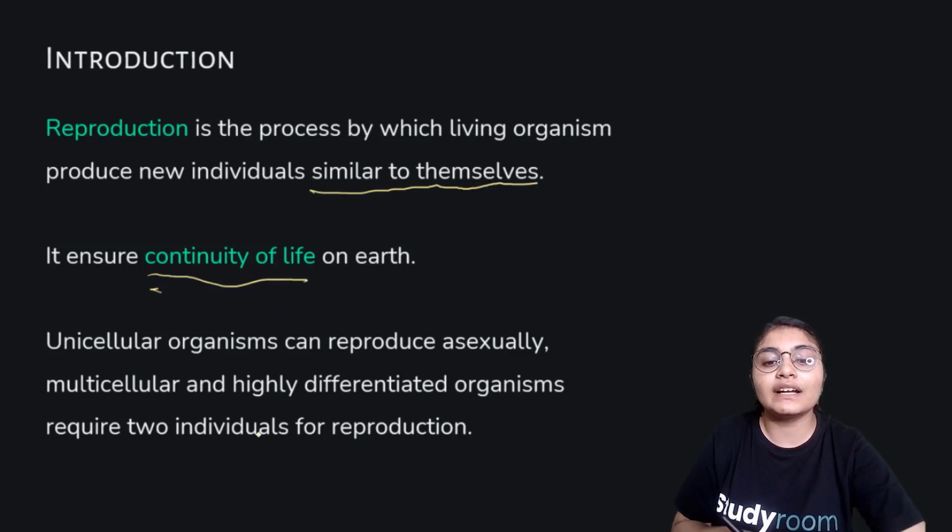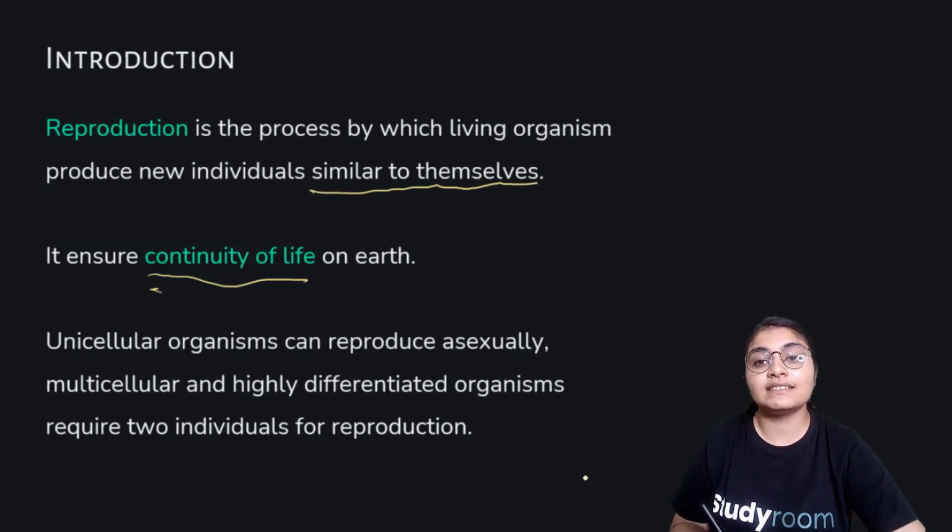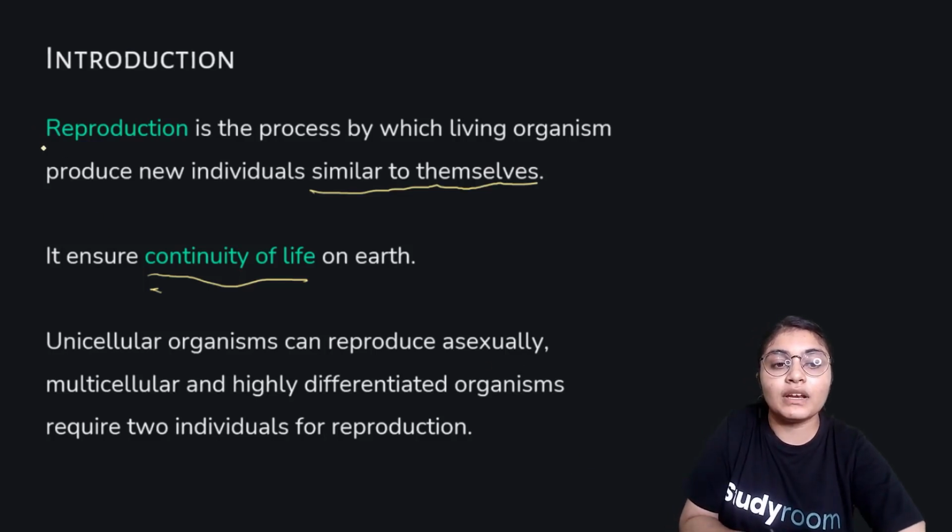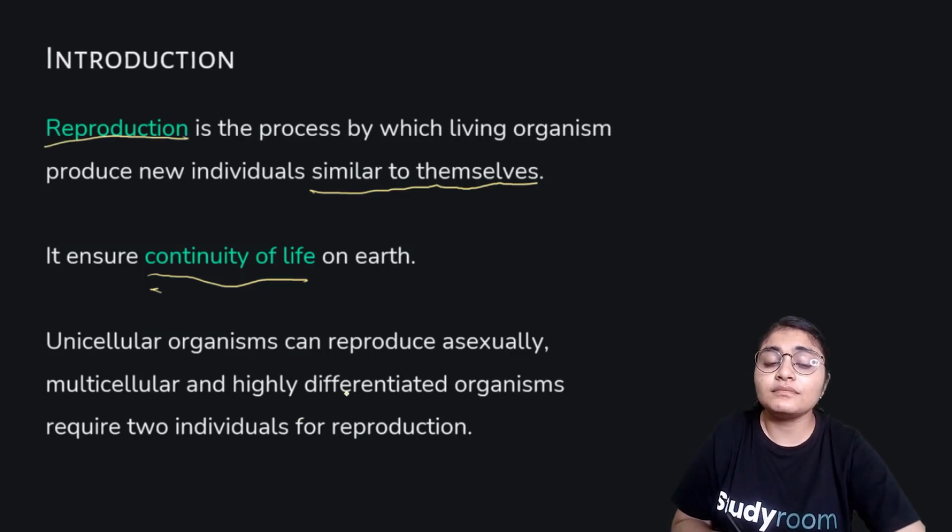Okay, so we are continuing to live on this planet for millions of years, and why have we sustained so long? Why is it so important? We have sustained on this earth just because we have a phenomenon in ourselves known as reproduction. So unicellular organisms can reproduce asexually. Multicellular and highly differentiated organisms require two individuals for reproduction.